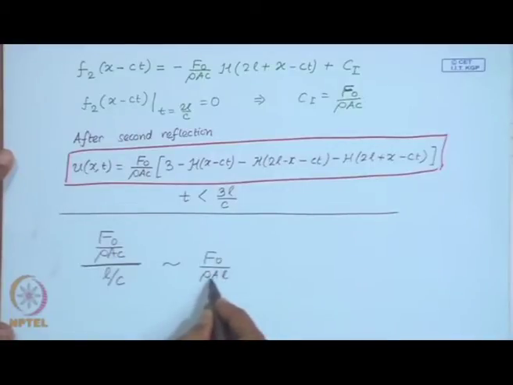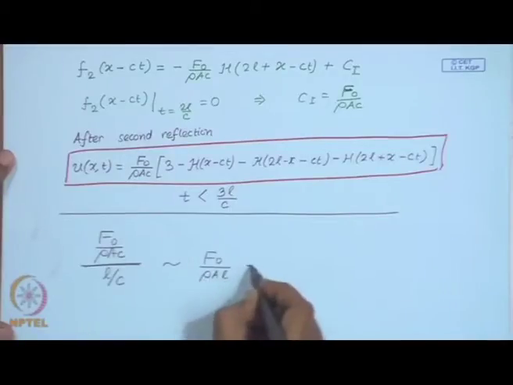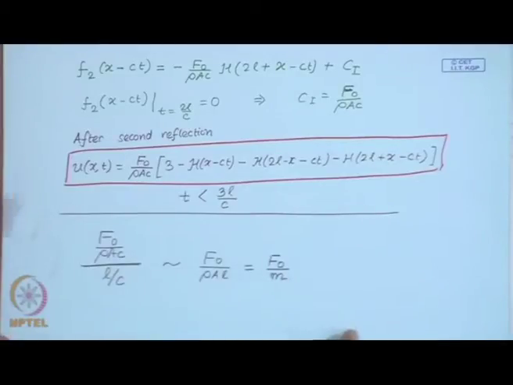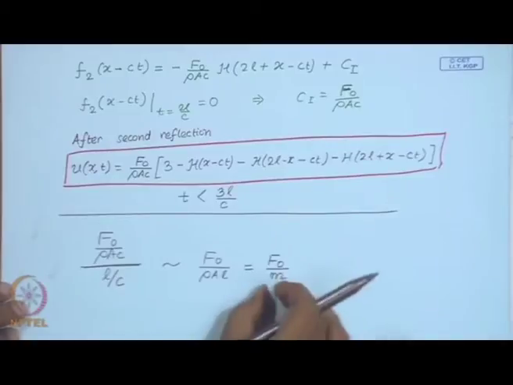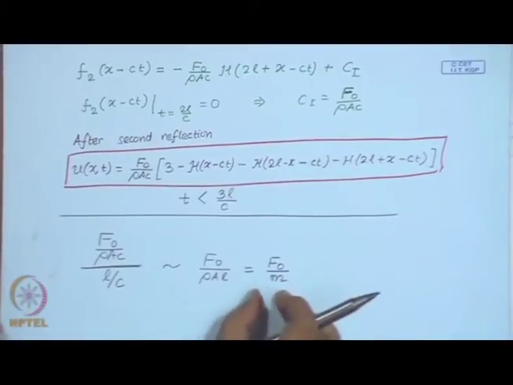Now, A into L, area of cross section into length, is the volume, into density is mass. So, this becomes f naught over m, where m is the mass of the bar. This result you will obtain from particle dynamics. If you have a particle of mass m and you give it an impulse, this is the velocity it will acquire.